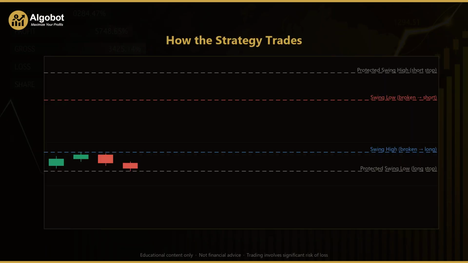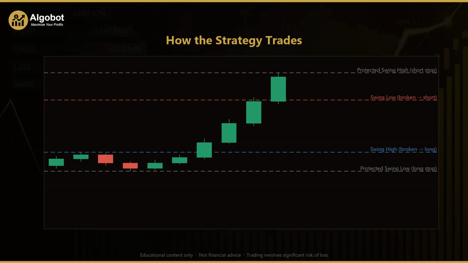Let's bring it to life on the chart. On screen, you can see price marked with the key structural levels this strategy watches. Notice there's no oscillator panel here, because this is pure price action. The levels themselves are the signal. Follow the action from left to right. Early on, price carves out a swing high, the blue level, and then pulls back to form a swing low beneath it, shown in gray. That swing low is our protected level.